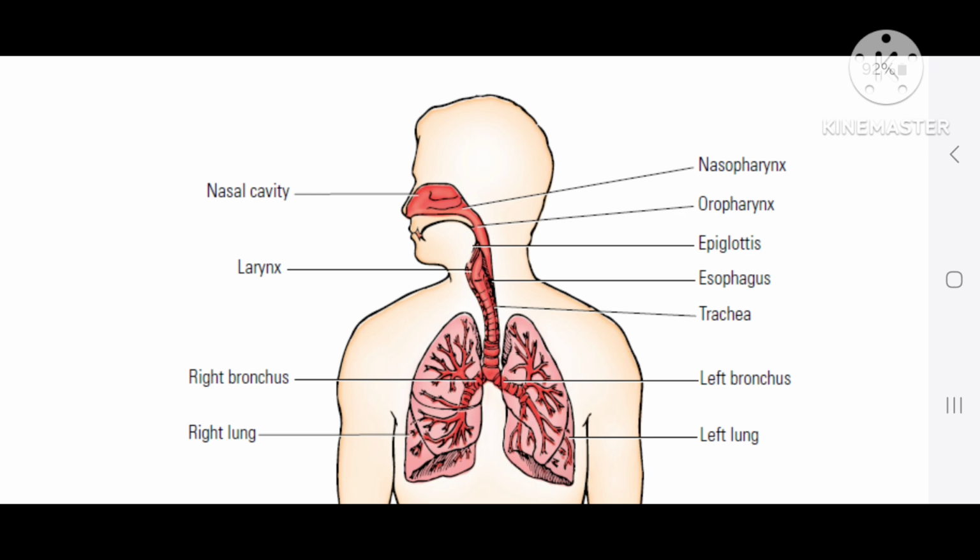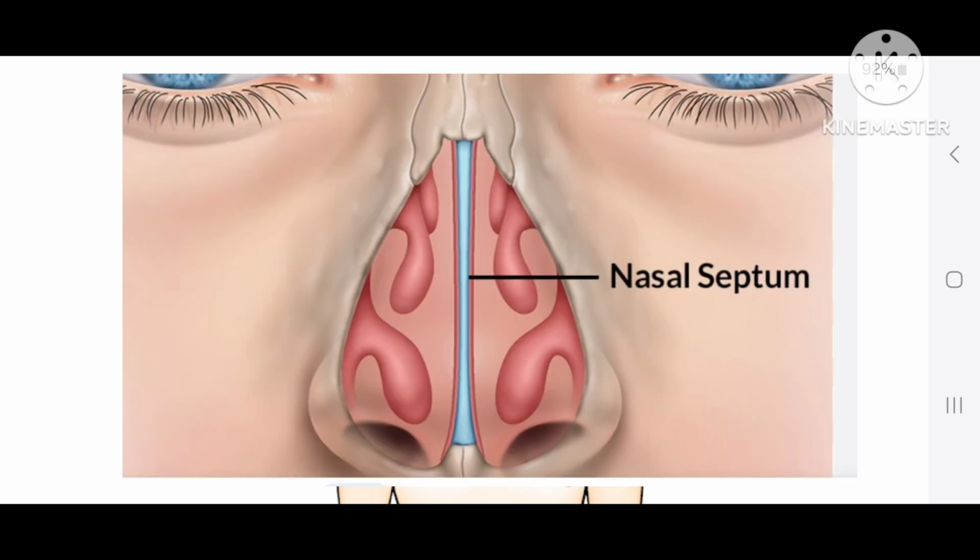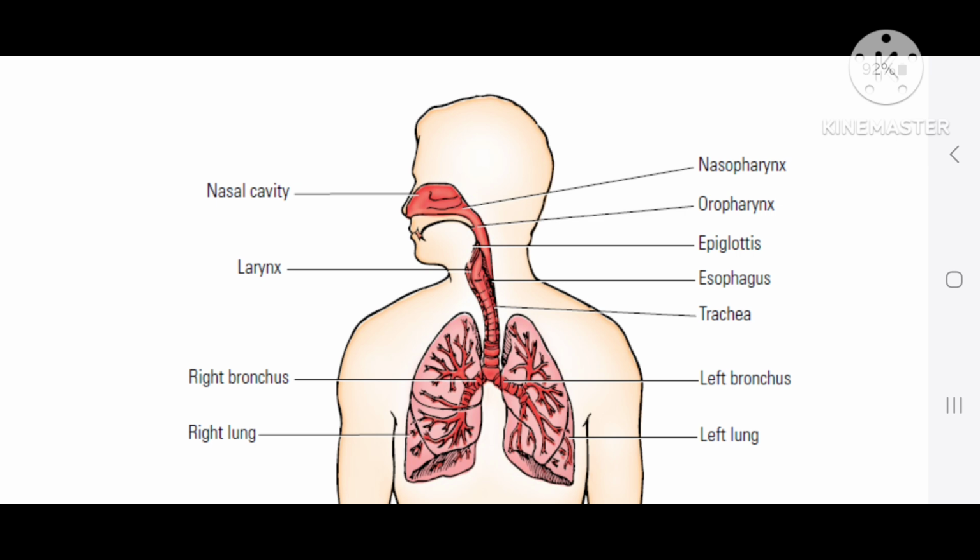Starting from the nose, we have so many organs. So first thing is nose. So nose, as you all know, we have two openings, right and left openings, and in the middle of the nose we have a structure called the nasal septum, which divides the nose into right and left side. And just behind the nasal opening we have a cavity or an empty area which is called the nasal cavity. And at the back of the nasal cavity there is a tube-like structure which connects the nose with the internal organs, that is called the nasopharynx.